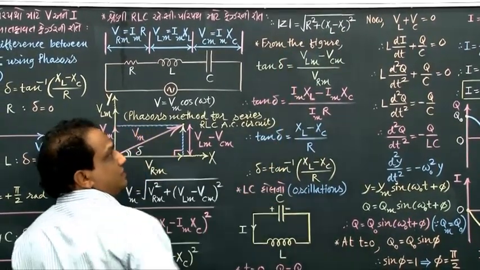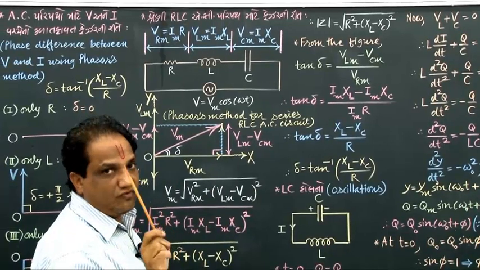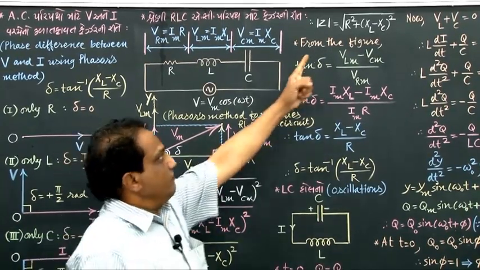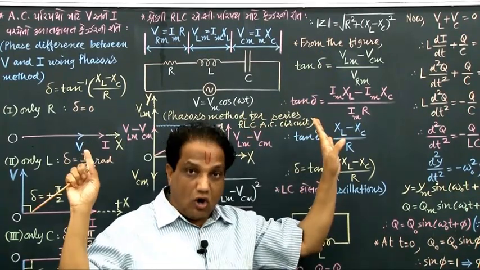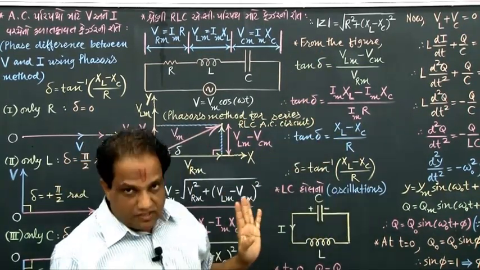Tell me, what is this? Formula for the magnitude of complex impedance. The same formula we had obtained in this chapter in the first theory, but that method was very long. Here this is a very short method.